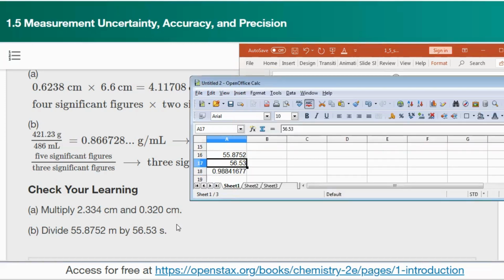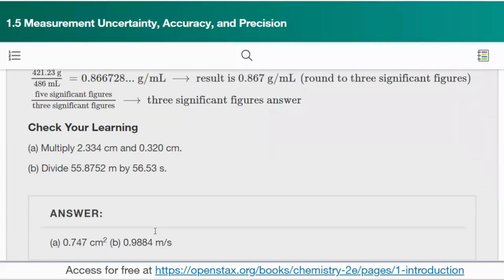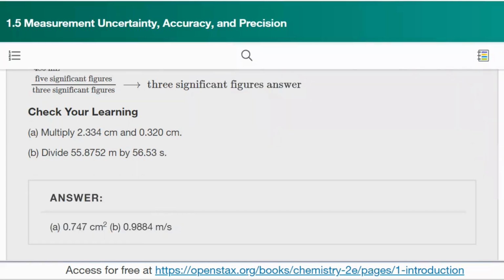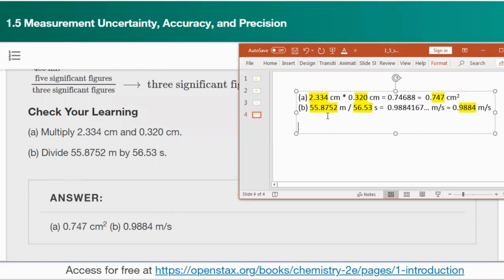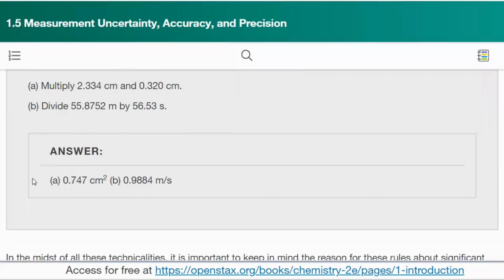So anyway, let's check our answers. Answer A is 0.747 centimeters squared. Answer B is 0.9884 meters per second. I got it right. Okay.